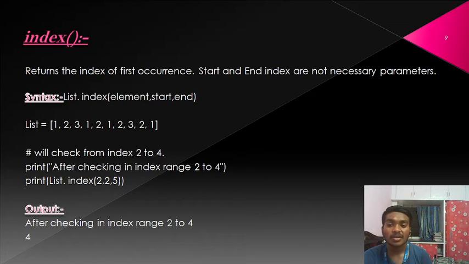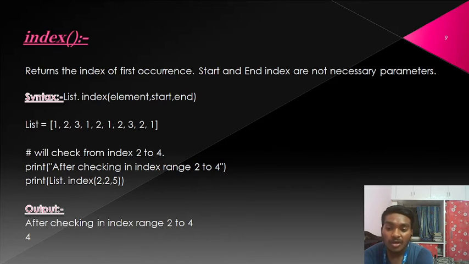Index returns the index of the first occurrence. Start and end index are not necessary parameters. Syntax: list dot index of element, start and end. We can print the index of any element in our list. List equals 1 2 3 1 2 1 2 3 2 1. The hashtag is like a comment, which is not executed by the program. We'll check from index 2 to 4. In the print statement, the characters present in the double quotes will print as they are.